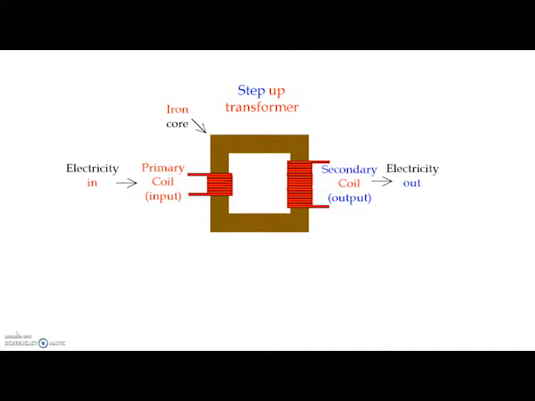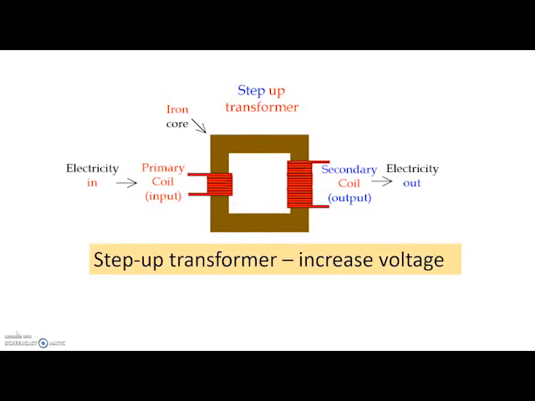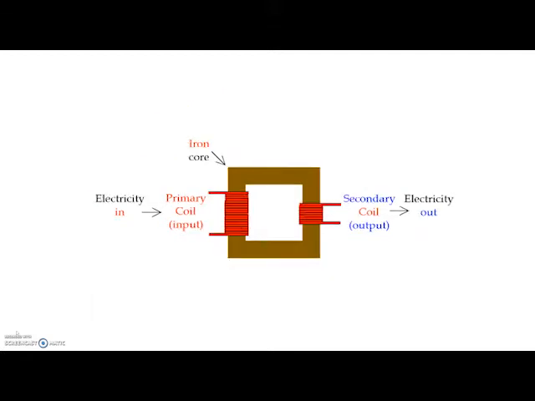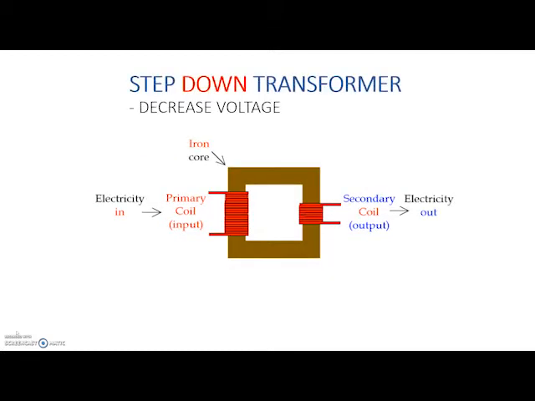When a transformer is used to increase voltage, it is called a step-up transformer. A step-up transformer has fewer primary coils compared to the secondary coils. When a transformer is used to decrease voltage, it is called a step-down transformer. A step-down transformer has more primary coils compared to the secondary coils.